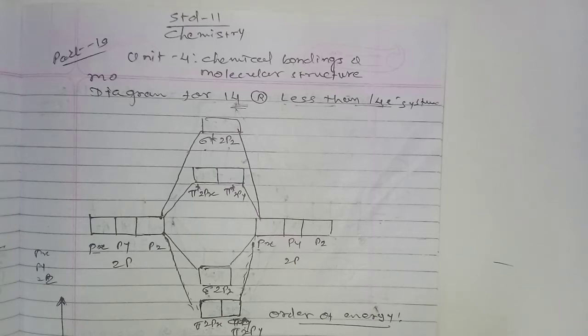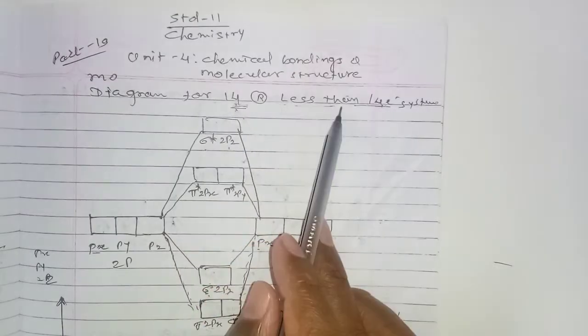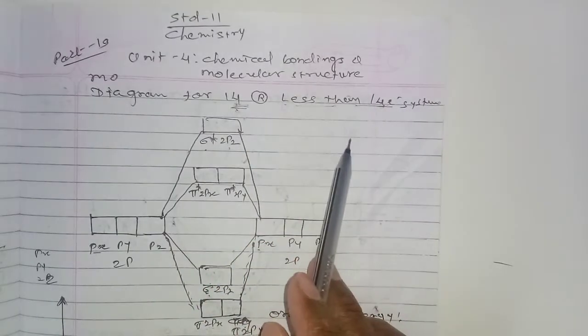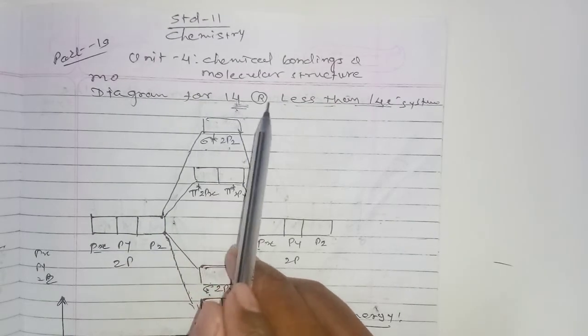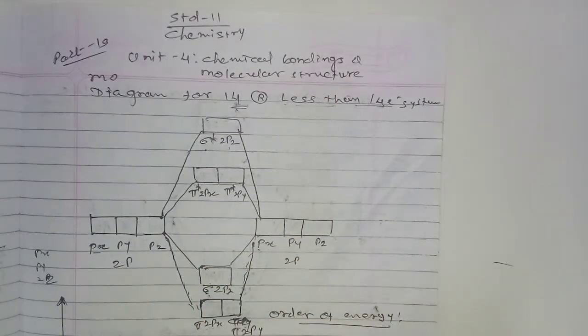Standard 11 Chemistry, Unit 4: Chemical Bonding and Molecular Structure, Part 19. Last time we discussed the molecular orbital diagram for systems with 14 or fewer electrons, and the second diagram is for systems with more than 14 electrons.